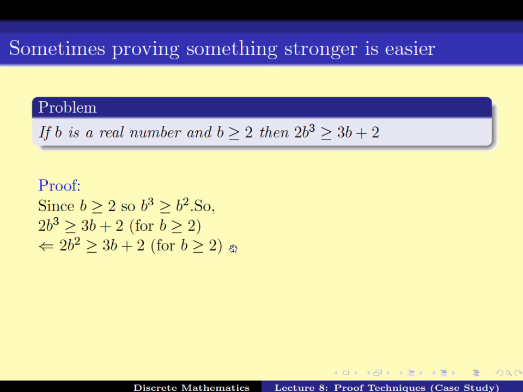Now note here that this statement, 2b square is bigger than or equal to 3b plus 2, is actually a harder statement to prove. But we are saying that if we can prove that harder statement, then the previous statement, which is what we want, will follow. So the implication here is not if and only if, unlike what we saw in the last case where we were removing assumptions, but here we are making our goal harder and harder.